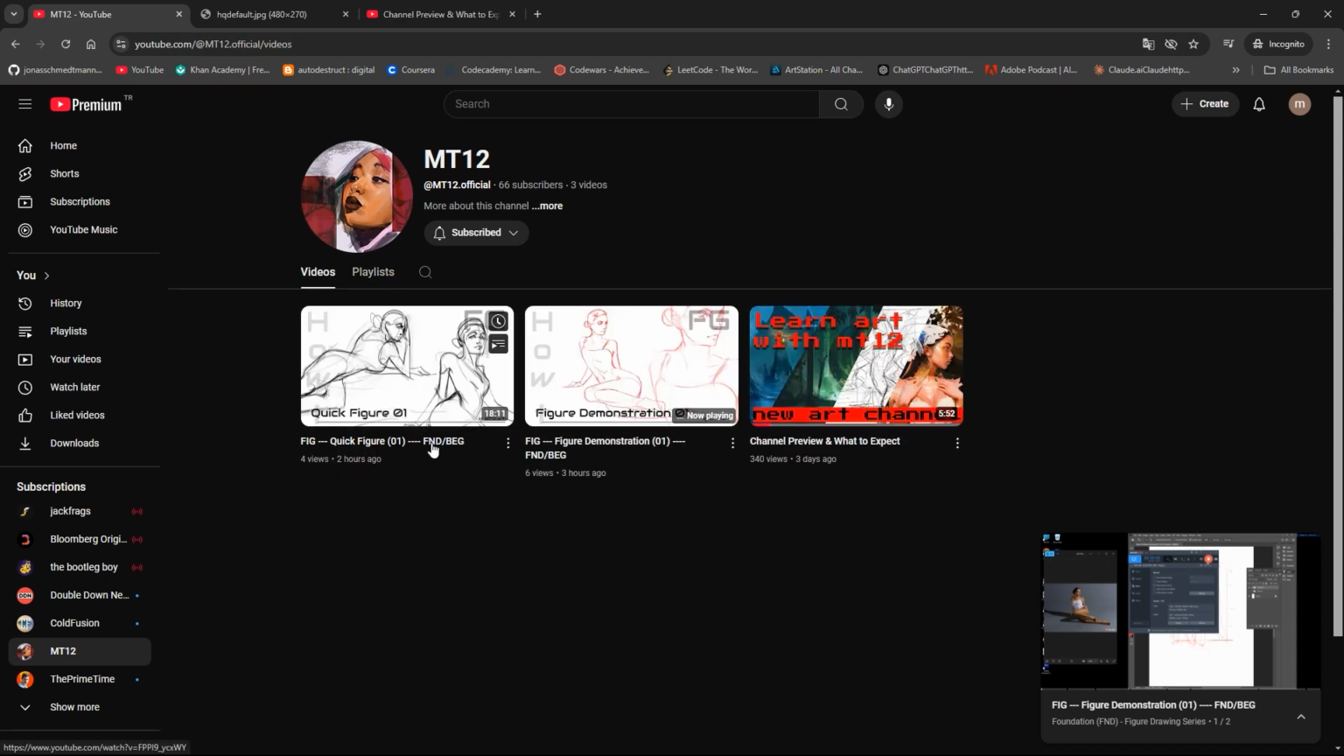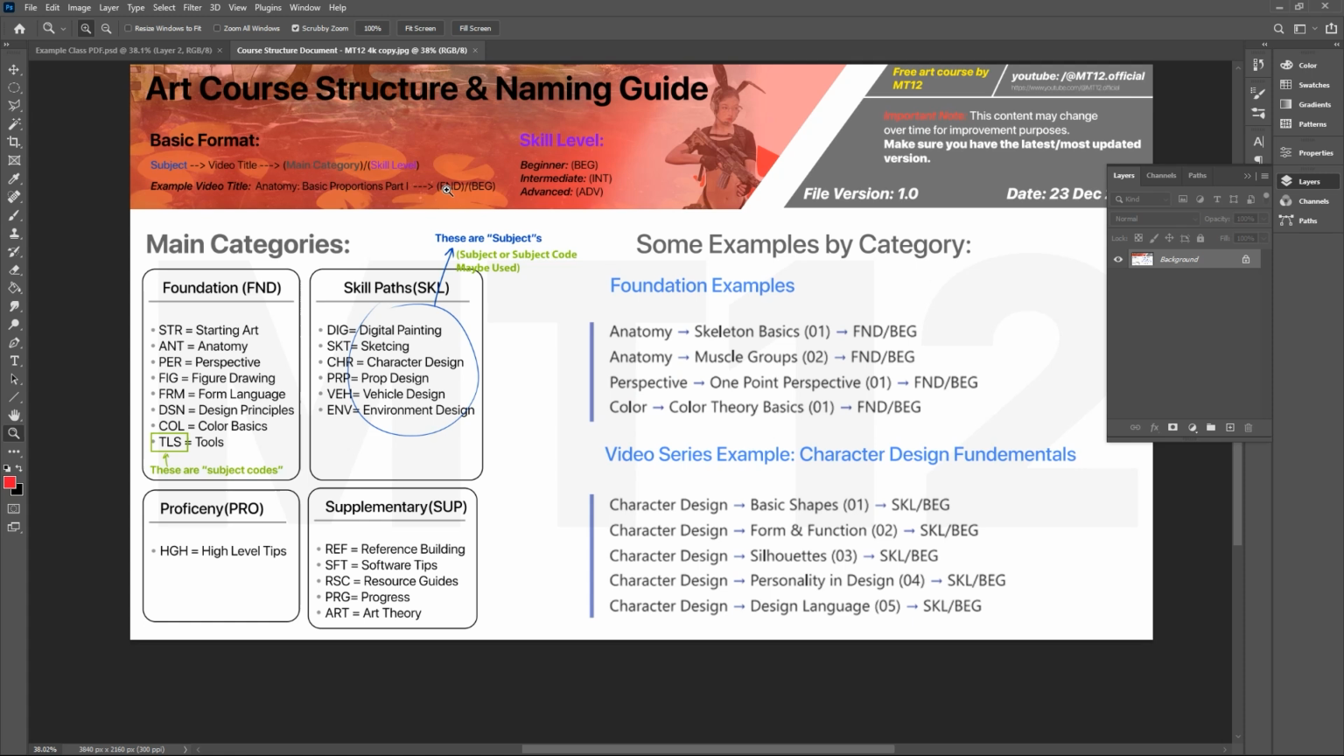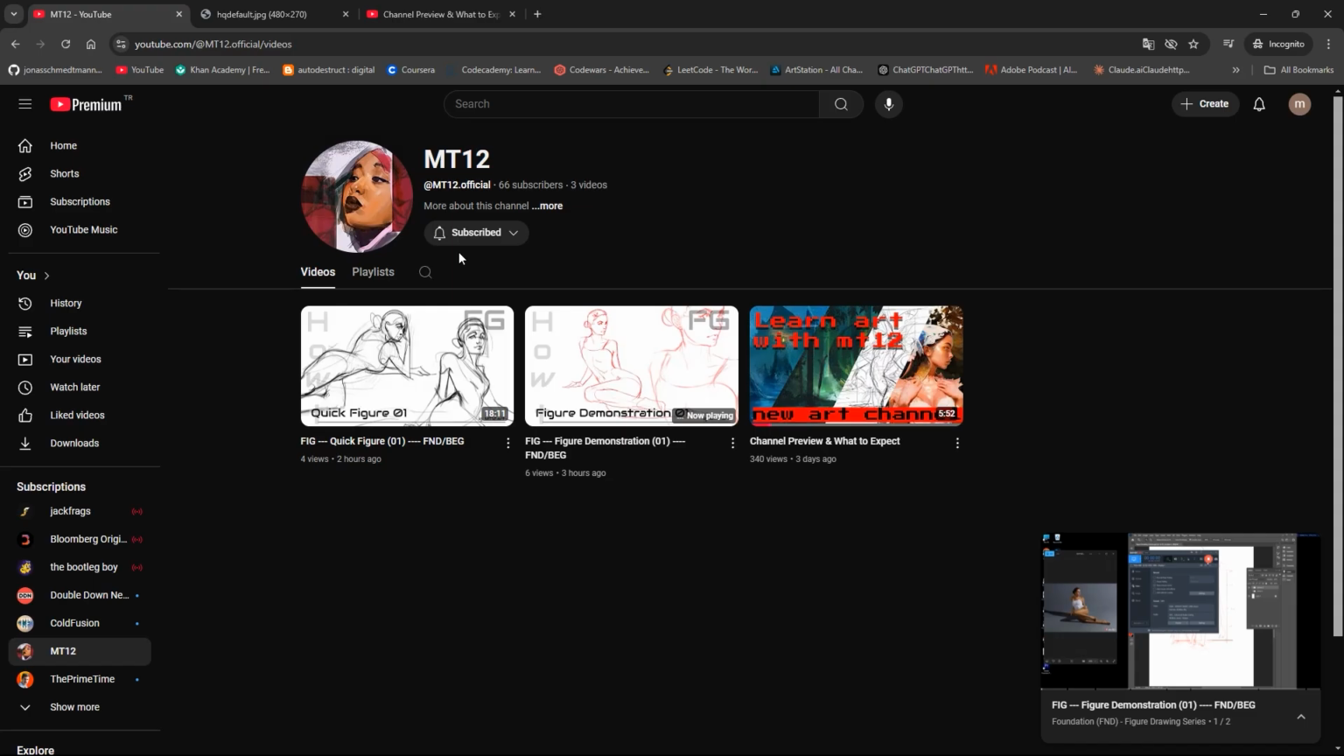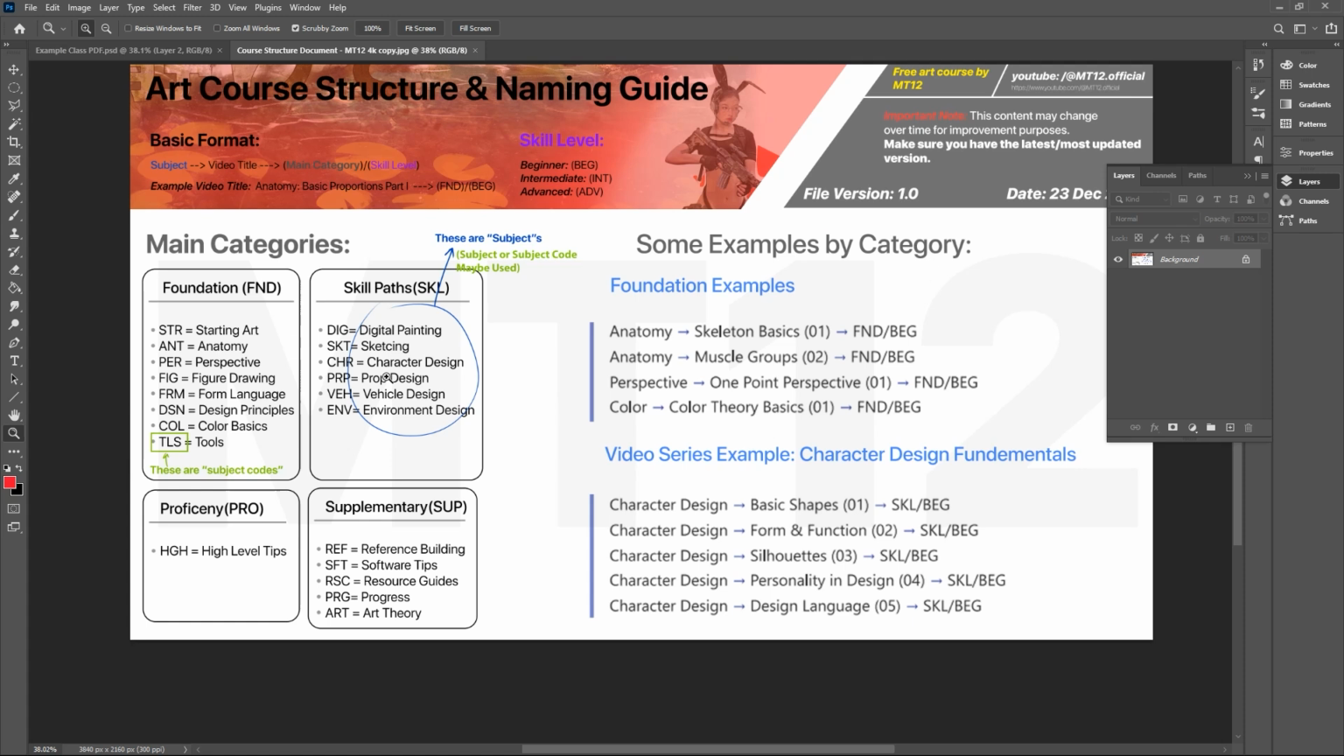As you can see here, we have FND and beginner. BIG stands for beginner. This is the level of the lesson. Like here, you can see the skill level, and the main category is FND here. FND main category. These are the main categories. Skill levels are here: beginner, intermediate, advanced. I don't have any advanced or intermediate video at the moment, but we will add the videos.